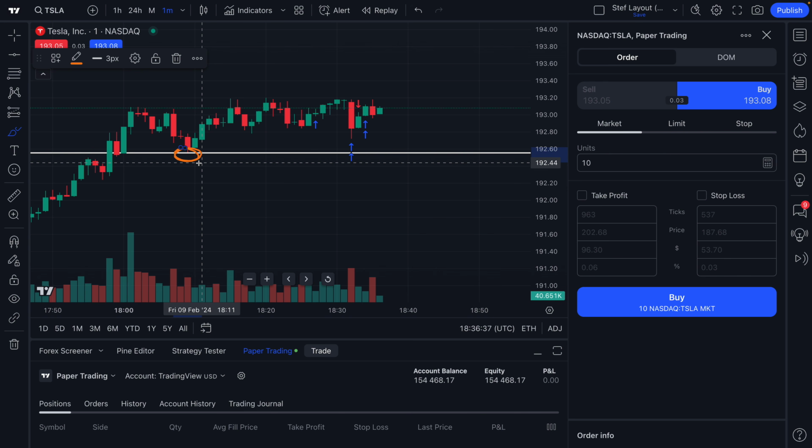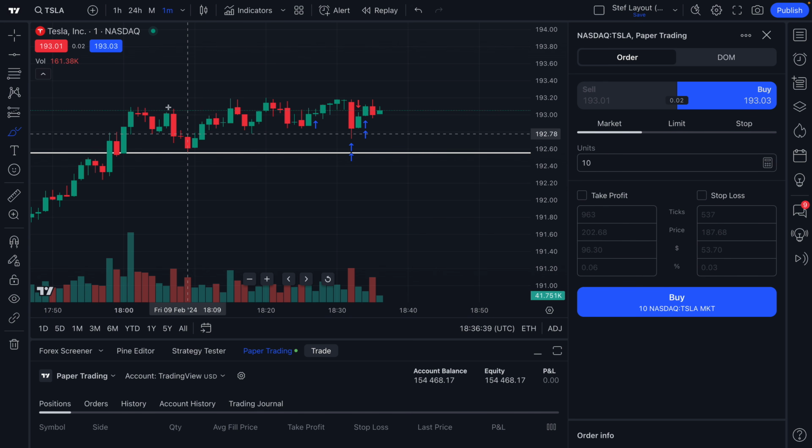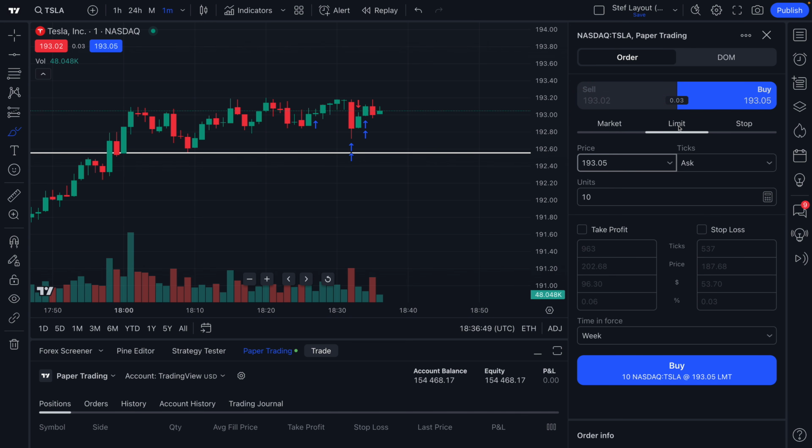Everyone's analysis is different. This is just our observation on a 1 minute chart. 1 minute charts are never all that easy to trade, but this is just for an example. Now, what we're going to do is a limit order. A limit order, first of all, means we only want to get filled at a specific price.